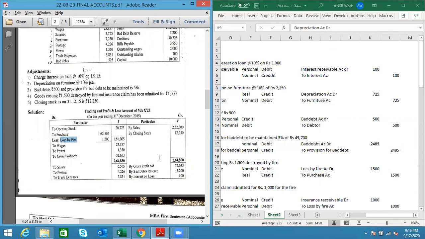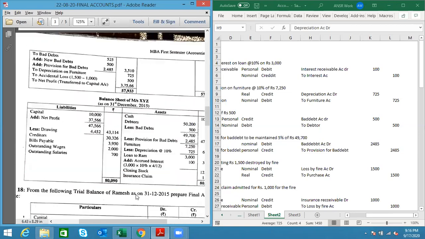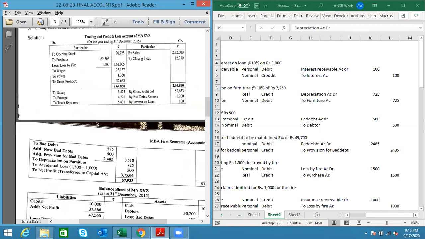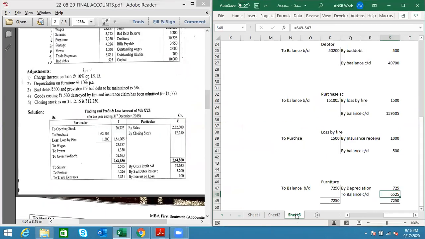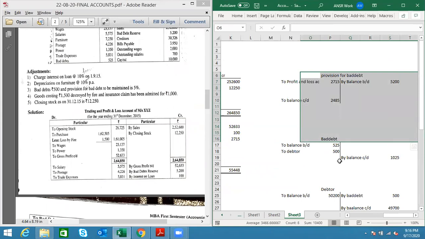So I would always recommend, and this is what I always do as well, even in my exams, that I prepare the ledger accounts instead of doing direct adjustment in the profit and loss account and balance sheet. If you can see, they have not prepared the ledger accounts, but I recommend that we prepare these ledger accounts and we prepare the final balances. The ultimate effect is exactly the same. We will see how that effect is exactly the same.